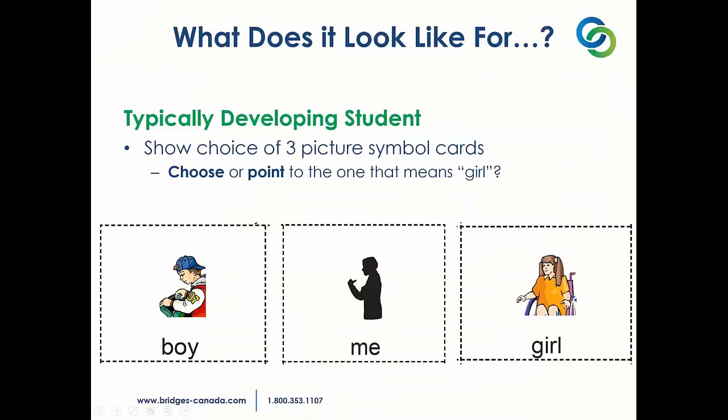So what does this look like for a student who could show this in a typical way? Well, we could show a choice of 3 of the picture symbol cards that are the vocabulary cards and ask the student to choose the one that means girl, or point to the one that means girl. You could also use just the word cards if students are at that stage, but it's perfectly acceptable to use the picture symbols as well. And so the student would just choose the card that means that vocabulary word.